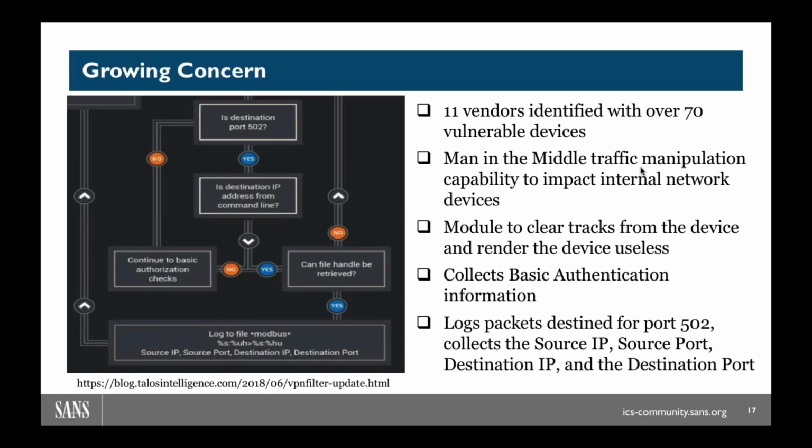Again, another module has the ability to clear the tracks, rendering the device useless by manipulating some of the files on the local device, preventing it from starting up. Another gathers login information, some basic auth information based on user keystrokes and user activity. And then, what really drew our attention to this from the very beginning were the modules focused on Modbus specifically. Modbus is the industrial control system protocol that's used around the world in a number of different sectors and industries, occurring over TCP port 502 in this instance. The Modbus module collects the source IP, source port, destination IP, and destination port, logging all that information off to a data set.